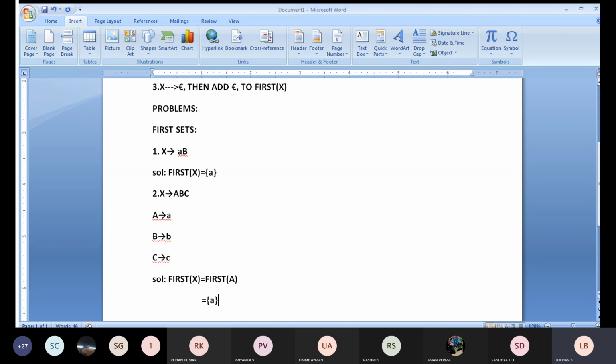I'll solve a few more problems, don't worry. I'm concentrating on these two problems. If you understood this, we will move to the epsilon case. Shall I explain once again, or have you understood the first two problems?